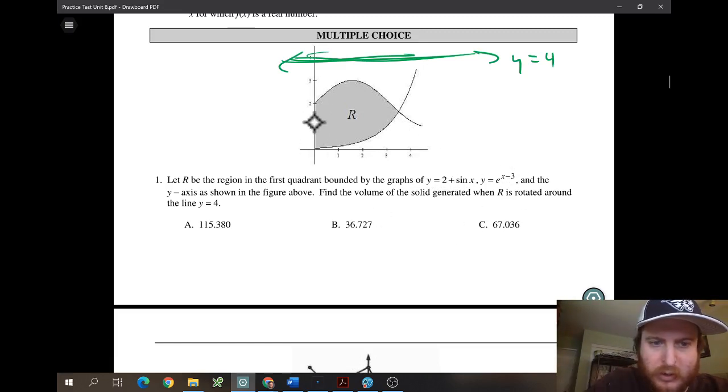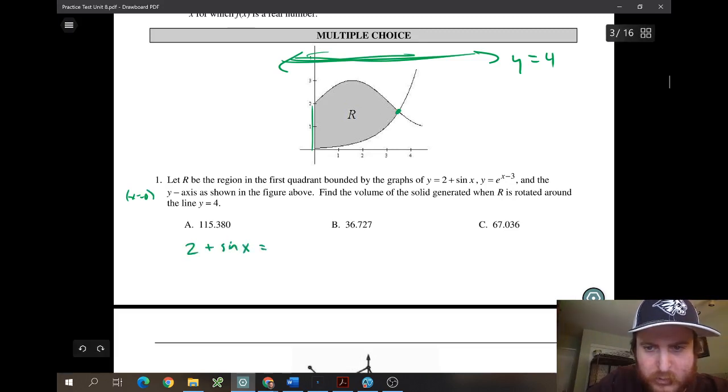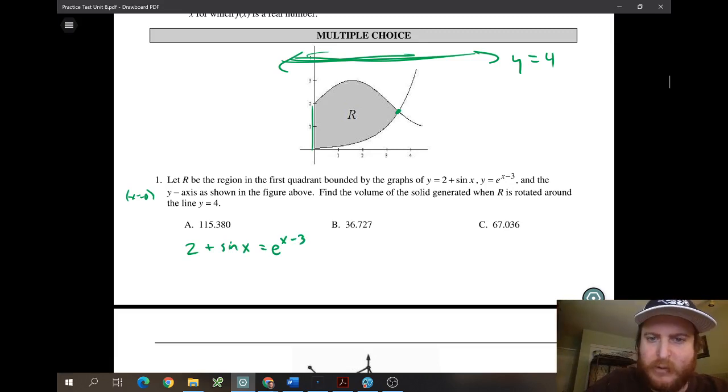They give me also the y-axis, which is kind of like x equals 0, right? So that's an endpoint. The x equals 0 is an endpoint. The other endpoint is going to be where they cross. Now, on multiple choice, you don't have to really write anything. But if it was free response, make sure you're writing 2 plus sine of x equals e to the x minus 3. You can either solve this on the graph with the intersection button or using the solve button.